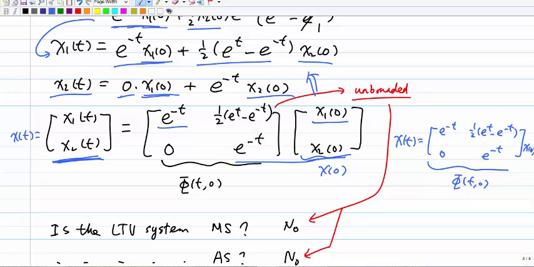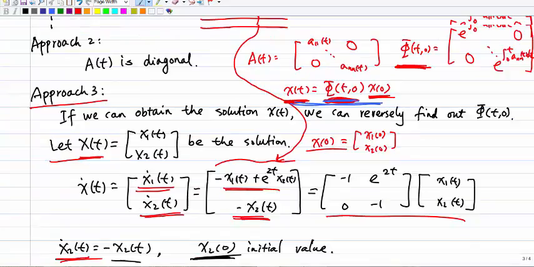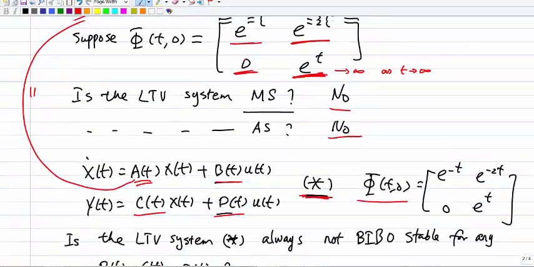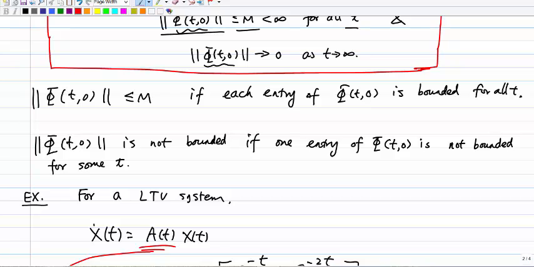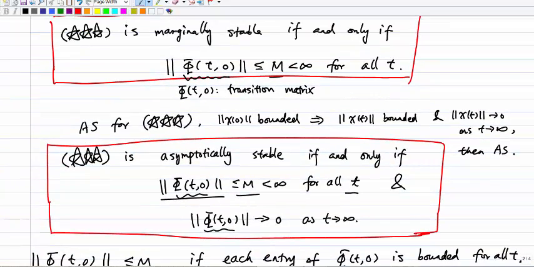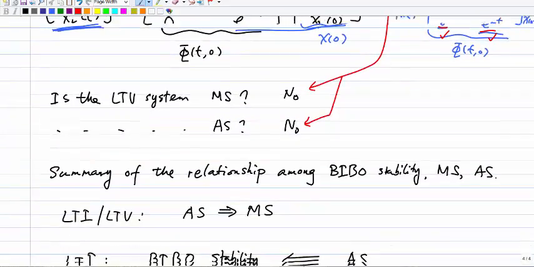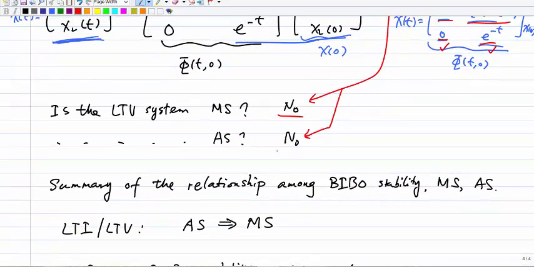Okay, all right. So I just need to verify if every entry of this guy is bounded or not. So if you verify over here, this guy is bounded. Yes, this guy is bounded. And this guy is bounded, but this guy is not bounded because the e to the t will go to infinity. Although this guy will be 0, will be bounded, this guy is not bounded, so this is not bounded. Because it's not bounded, according to what I said over here, what do we mention over here? If one entry of this phi(t, 0) is not bounded for some t, phi is not bounded. If it is not bounded, which means it's not marginally stable, it's not asymptotically stable. So the conclusion is the system is not marginally stable, it's not asymptotically stable.